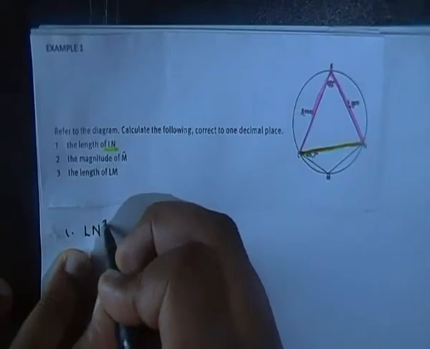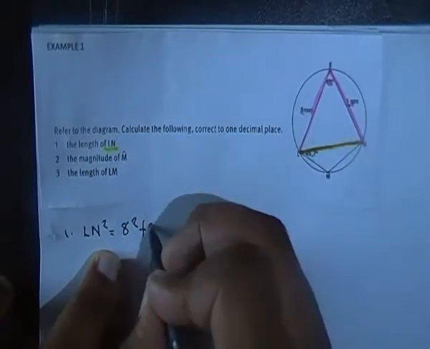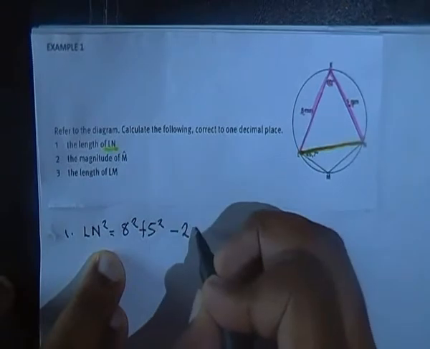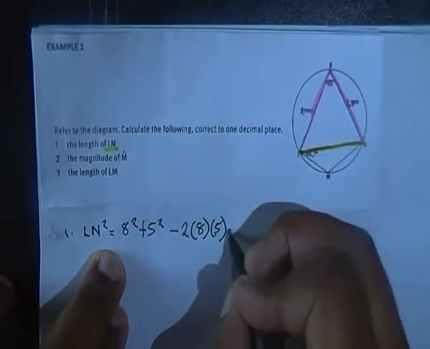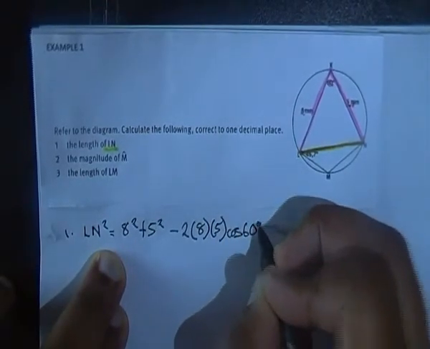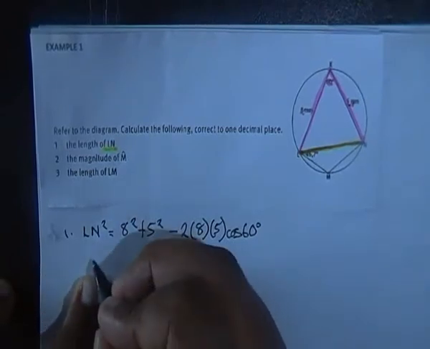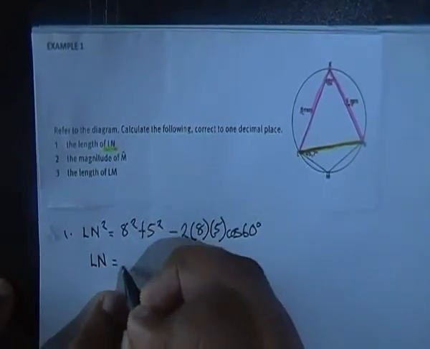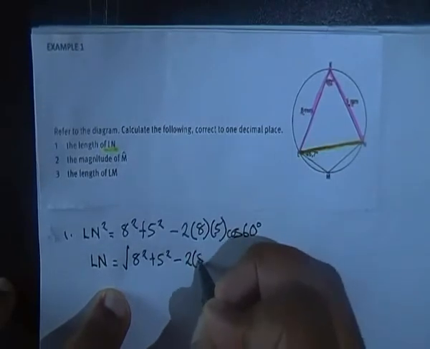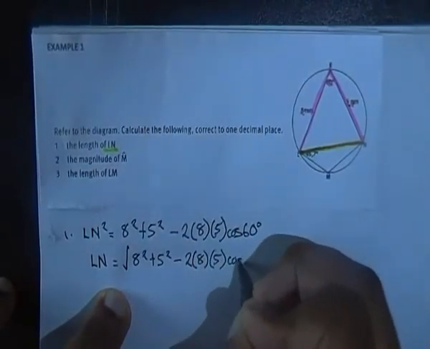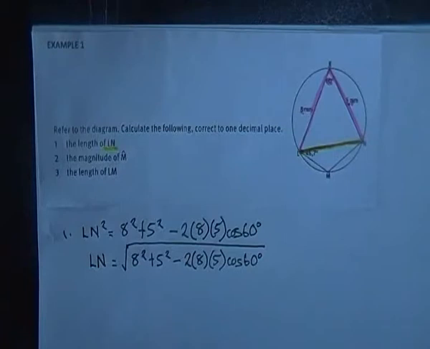So, LN squared, according to the cosine rule, is equal to that side 8 squared plus that side 5 squared minus 2 times that side 8, that side 5, and cos of that angle 60 degrees. Remember, when you do this, you find LN squared, but we want LN itself. So to find LN, we're just going to take the square root of 8 squared plus 5 squared minus 2 times 8 times 5 times cos of 60. Take the square root of the whole thing.